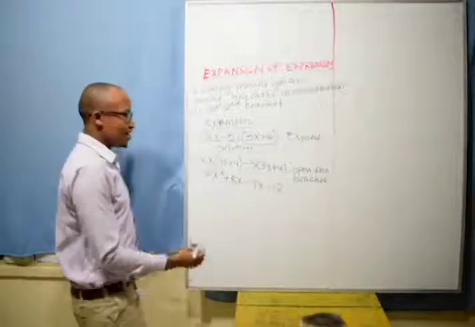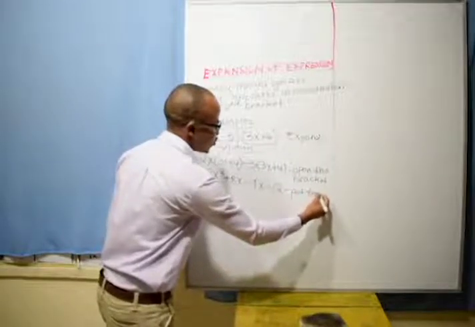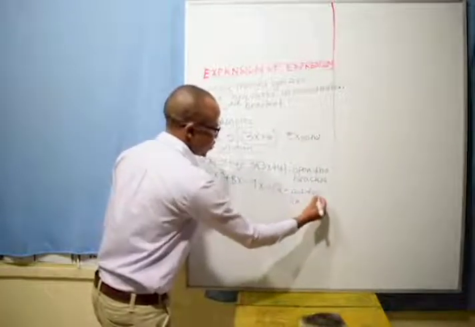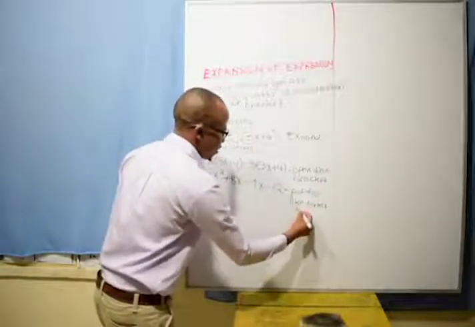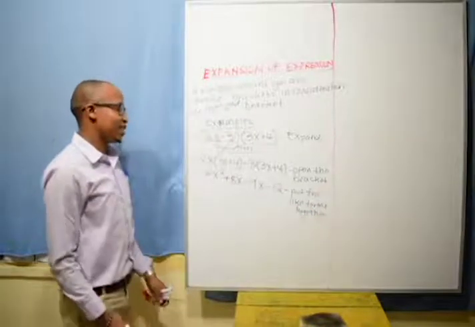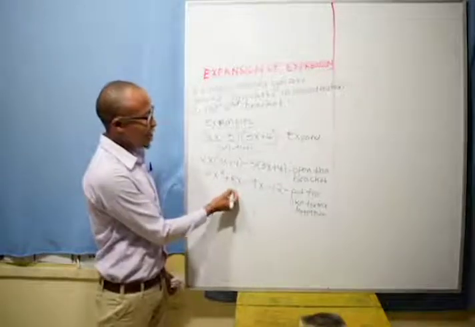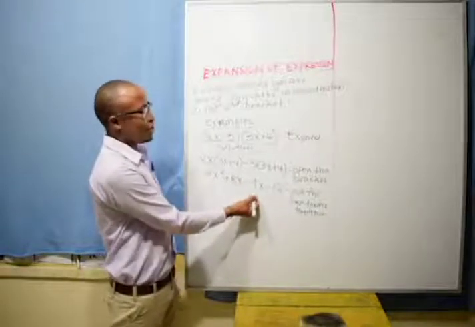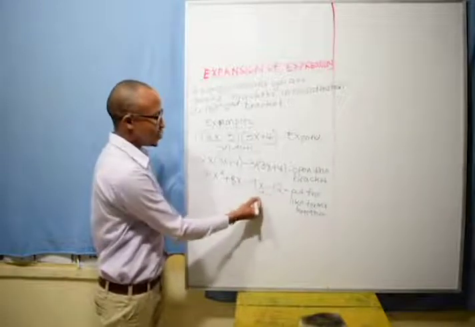And then from there, what are you supposed to do? Put the like terms together. So what is common here? We can see we have 8x and we have negative 9x. So these are like terms.